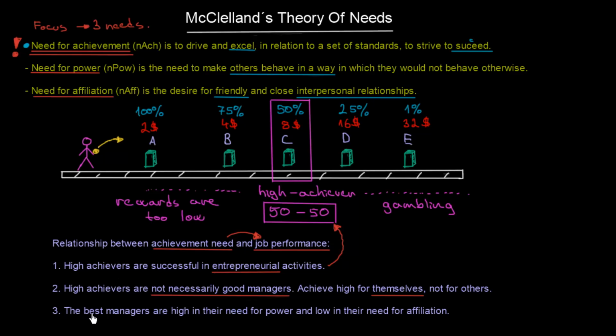Third, the best managers are high in their need for power, which is the second one, we have it over here, and low in their need for affiliation, which is this one. So, as described by McClelland's theory, the managers are going to have a high need for power so that they will really try to make others behave in the way in which otherwise they would not. And they are going to be low in the need for affiliation so that they will not have a really high desire for friendly and close interpersonal relationships.